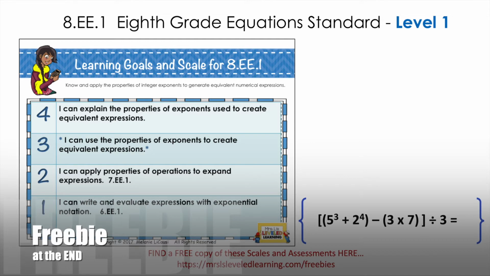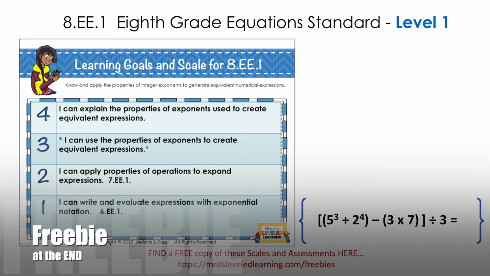You'll see level 1, I can write and evaluate expressions with exponential notation. Then I'm going to give students an example to remind them of things they've already seen that are going to help them this year. At level 2, I can apply properties of operations to expand expressions. And then level 3, I can use properties of exponents to create equivalent expressions.